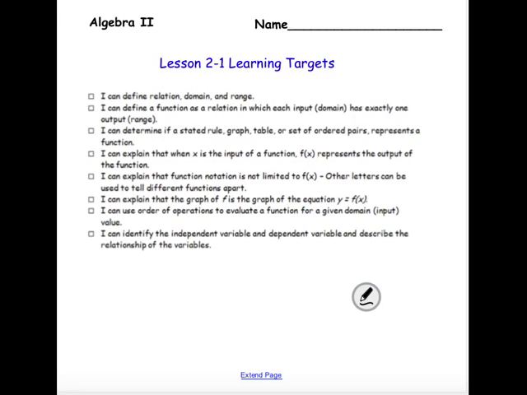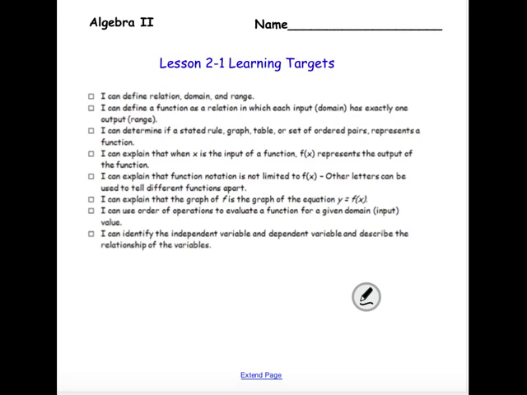You can explain that when x is the input of a function, f of x represents the output of a function. You can explain that function notation is not limited to f of x. There are others like g of x, h of x, etc. You can explain that the graph of f is the graph of the equation y equals f of x.